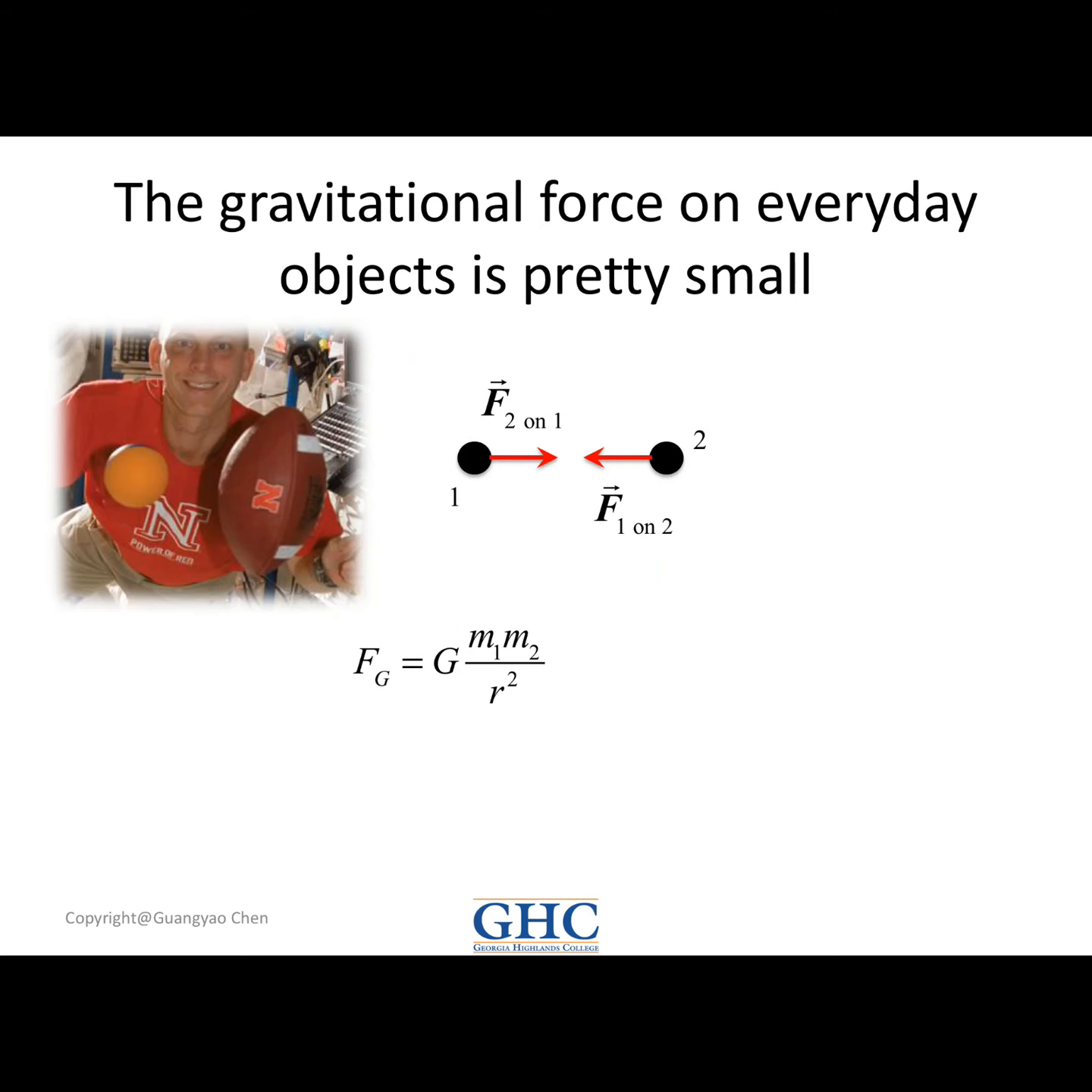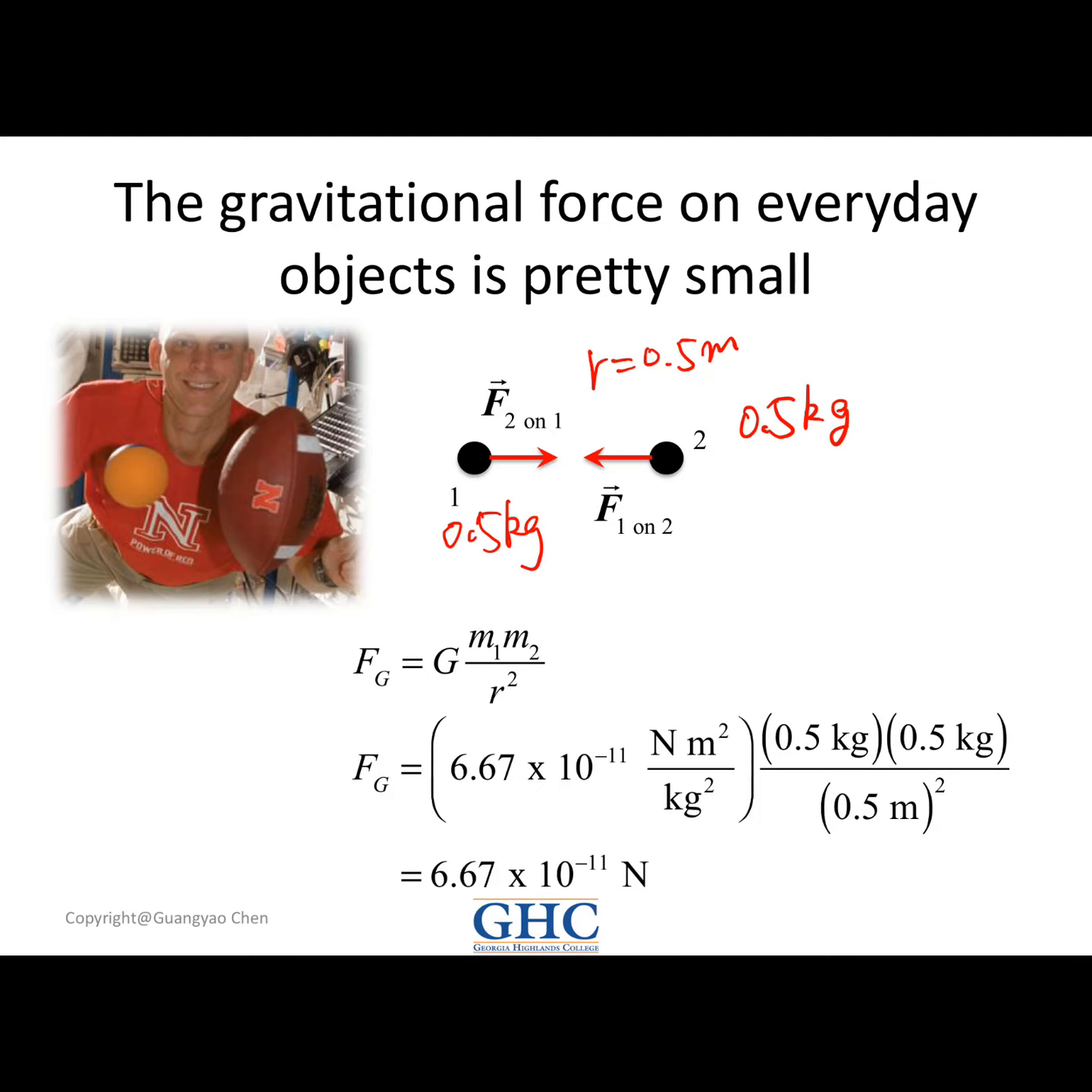So let's have a look at our ordinary everyday life objects. What would be the gravitational force between our everyday objects? Let's say object 1 is 0.5 kilo, object 2 is also 0.5 kilo. The distance between them is half a meter. What will be the gravitational force between them? You just plug in all the numbers.